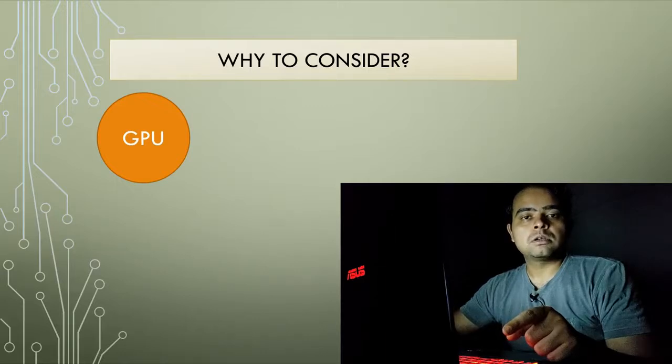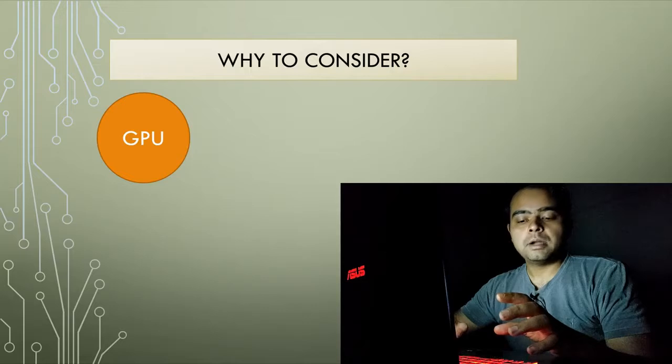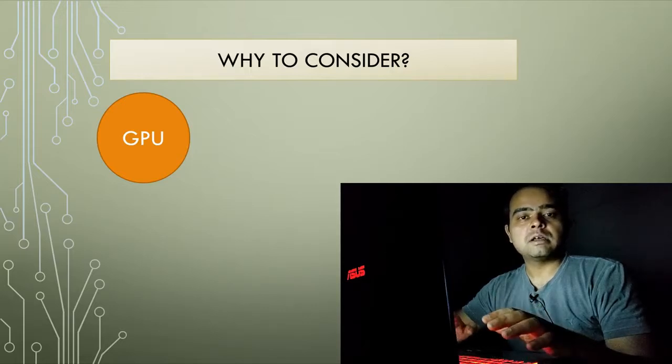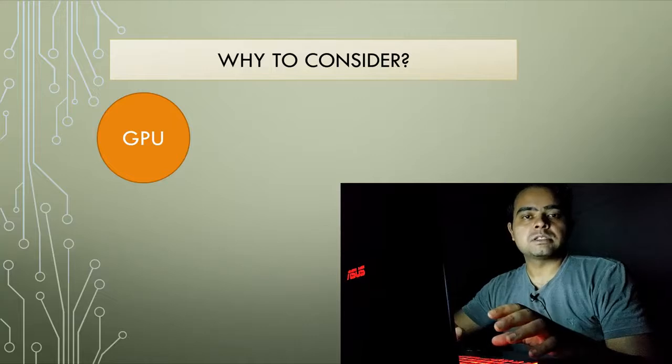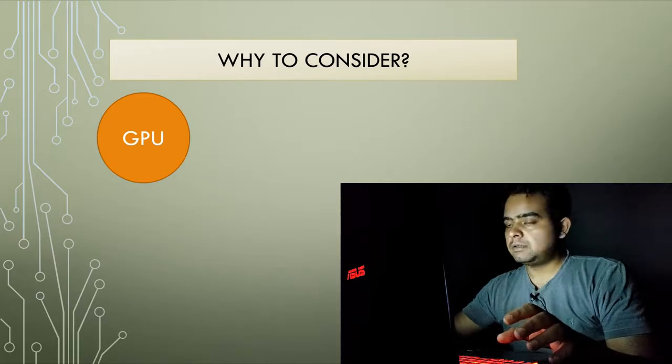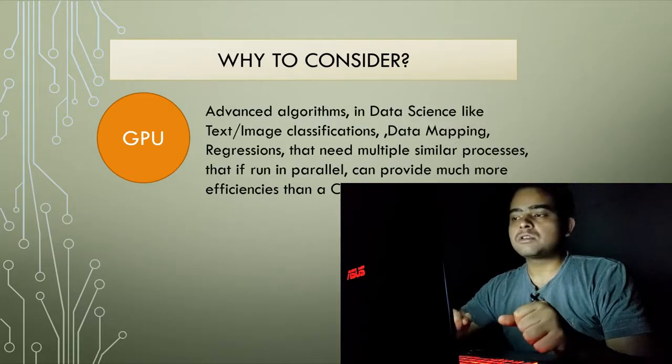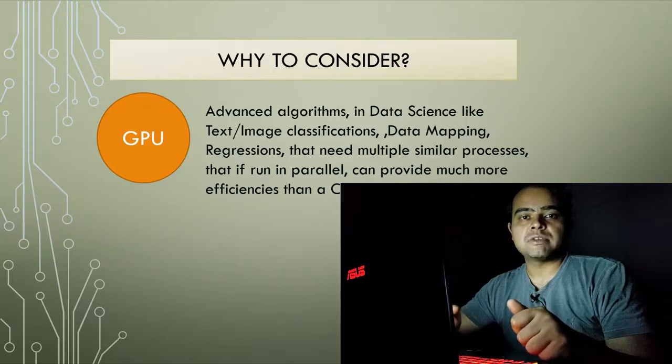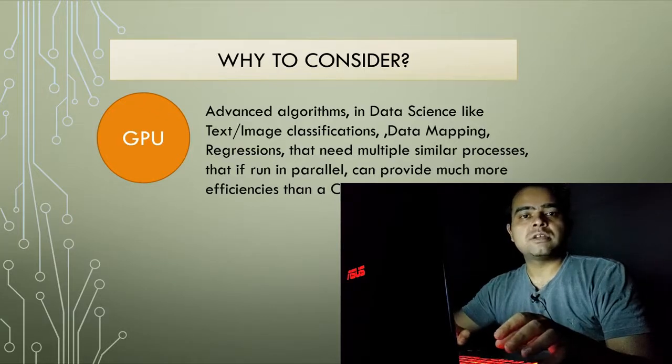More number of slower cores in GPU enables us to execute multiple processes in parallel, but those processes should require some static calculation or some symmetrical or same kind of computations. Because the cores are slower, to process them efficiently, all those computations should be similar or symmetric. For example, in data science, the advanced algorithms of text and image classification or data mapping and the regression algorithms, when we have to run them on any data, this requires a similar computation. The computation logic does not differ much.